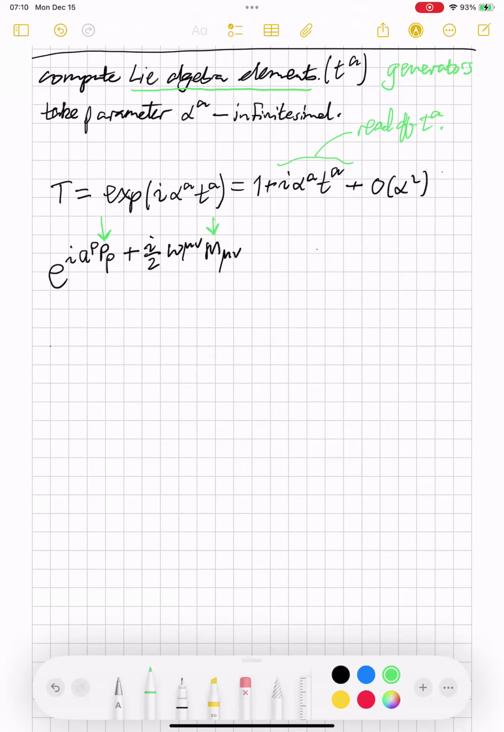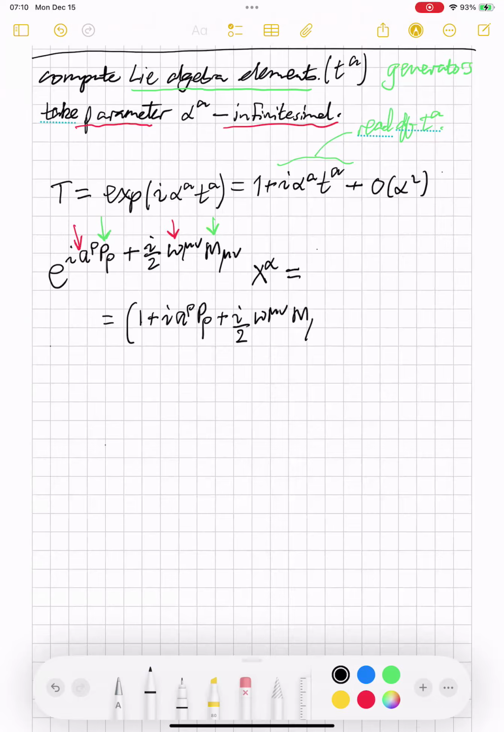So in this problem, what are we trying to do? We're trying to get hold of the P_rho and the M_{mu nu}. Those are our generators. We also have parameters, which we're taking to be infinitesimal, and the parameters here are a^rho and omega^{mu nu}. Okay, and what are we going to do? We're going to act on x^alpha. So what is this equal to? Well, now we make our expansion of the group element. So we'll get 1 plus i a^rho P_rho plus i over 2 omega^{mu nu} M_{mu nu}.